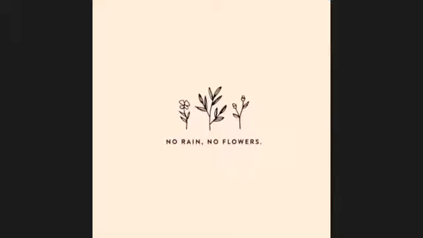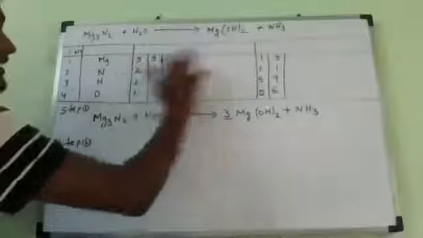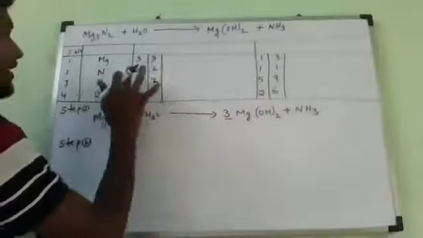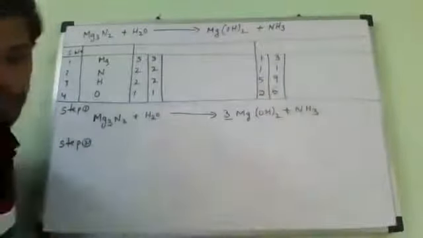Okay. Now you tell me, which side do we have to balance now? Magnesium is balanced. Now see nitrogen. Nitrogen, here 2 and here 1. Product side. So which one will we balance?